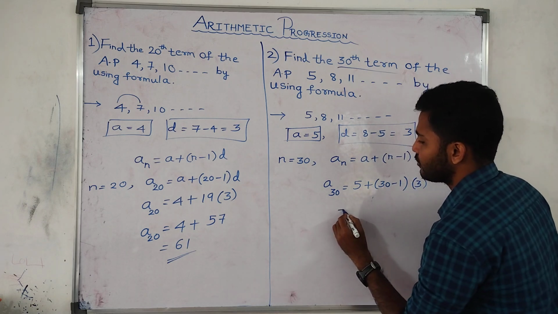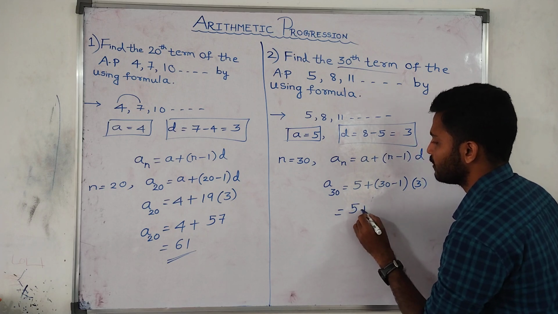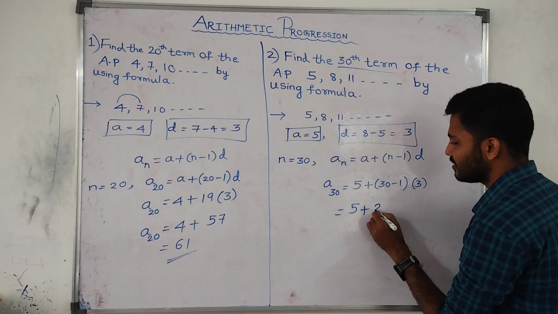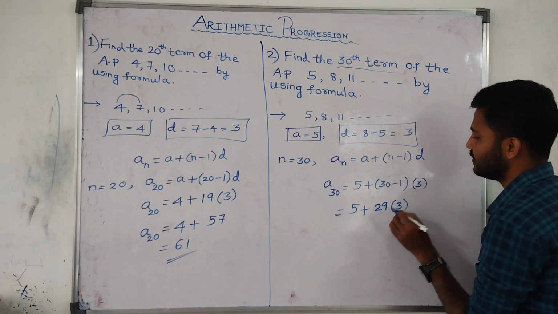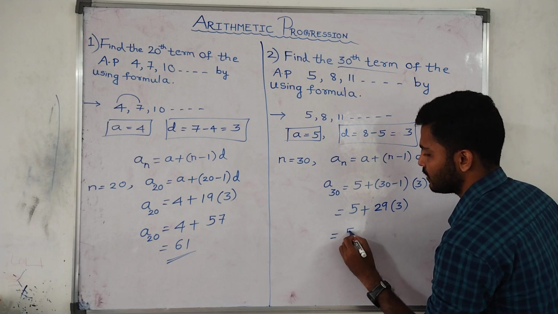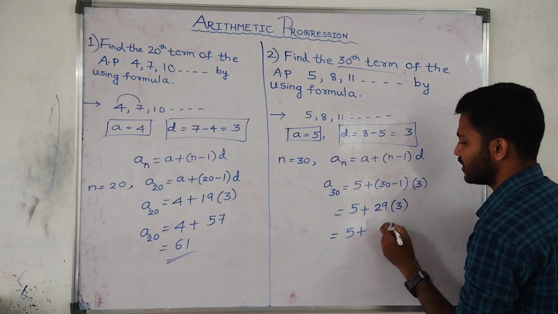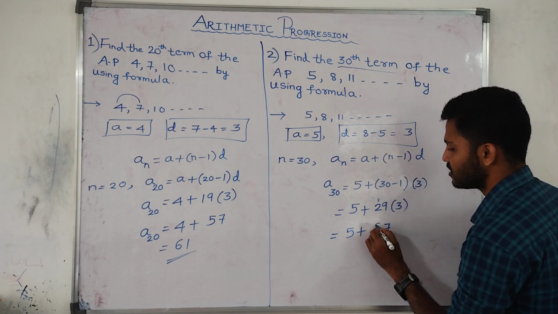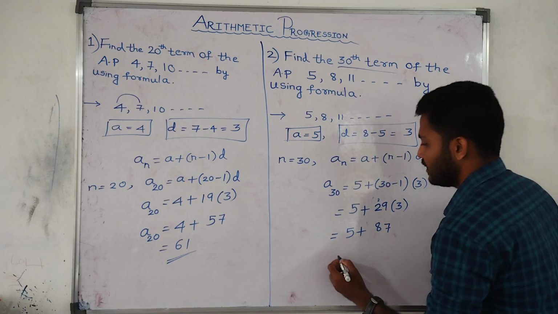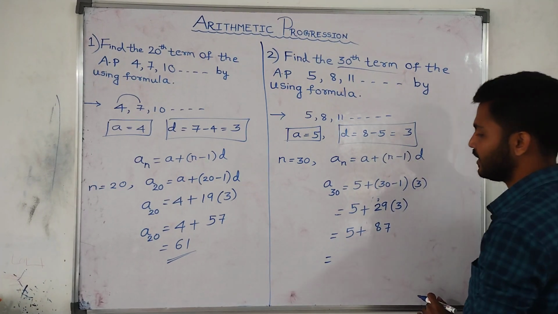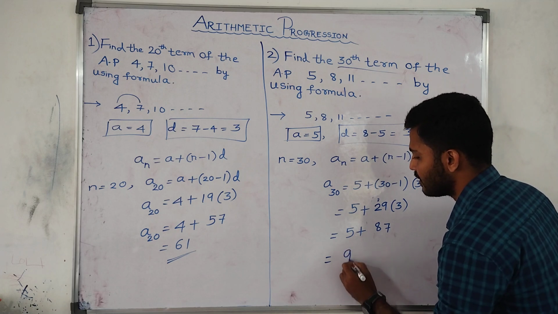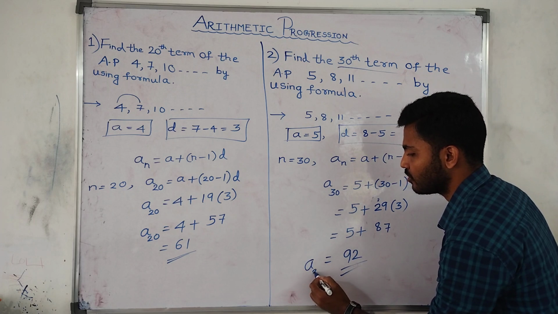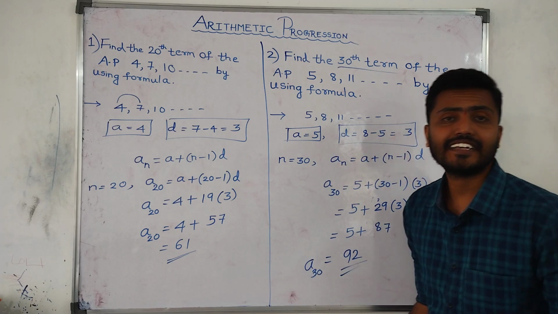Correct? So now we have to just simplify this, my dear students. 5 plus 30 minus 1 is, yes, 29, right? 29 into 3. So let us now try and simplify this. 3 times 9 is 27, 2 gets carried, 3 times 2 is 6, 6 plus 2 is 8. Correct? Yes, so now what is 87 plus 5? 87 plus 5 is going to be 92. So the 30th term of this arithmetic progression is going to be 92.